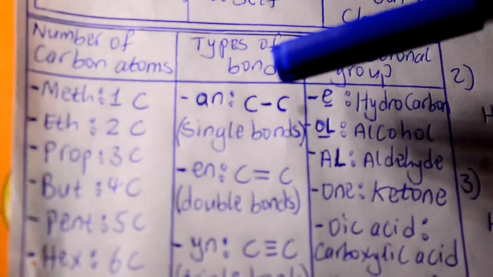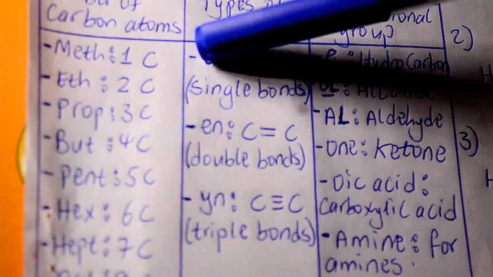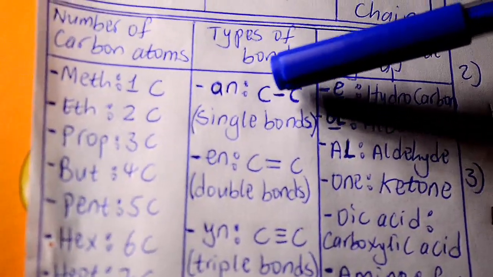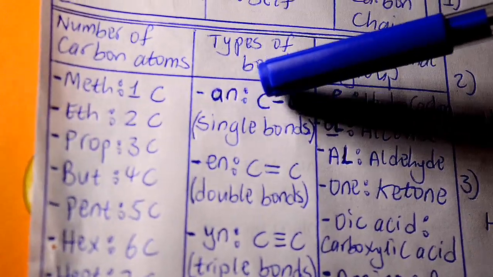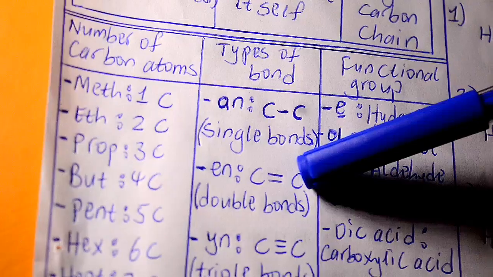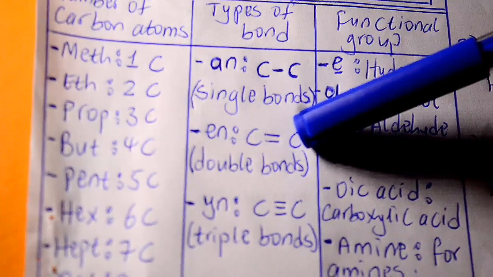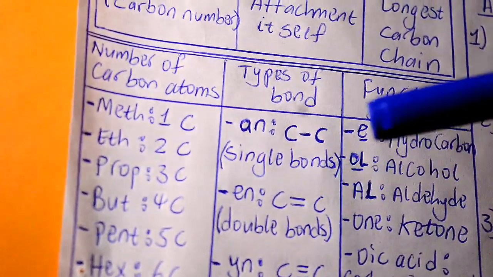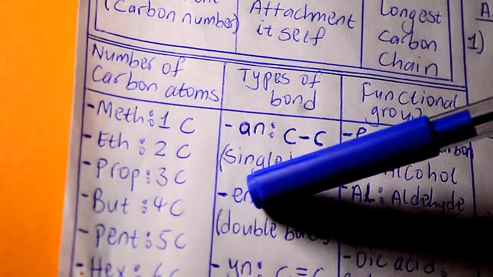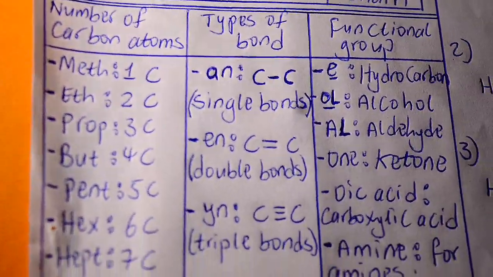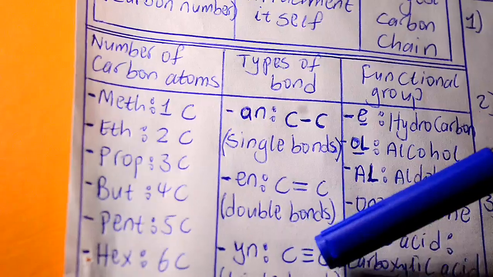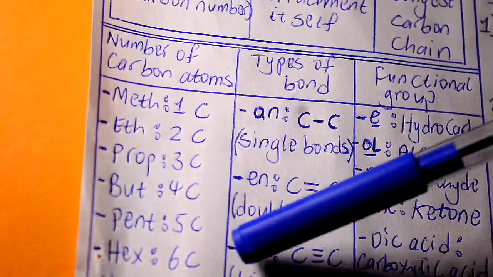And for the types of bond present, you use An when the compound contains only single carbon to carbon bonds, and when the compound contains double carbon to carbon bonds, then you use En. And when the compound contains carbon to carbon triple bonds, you use Yn.